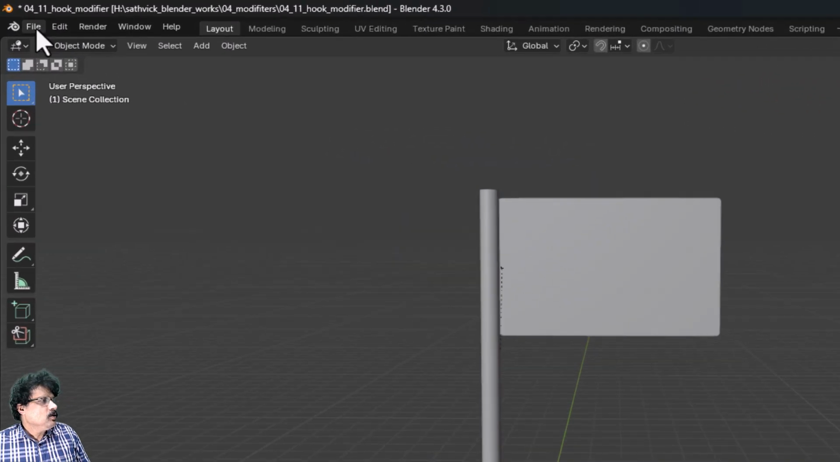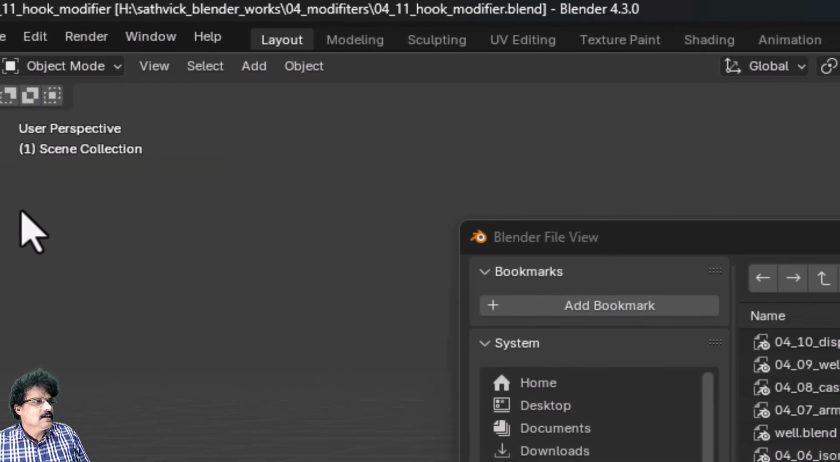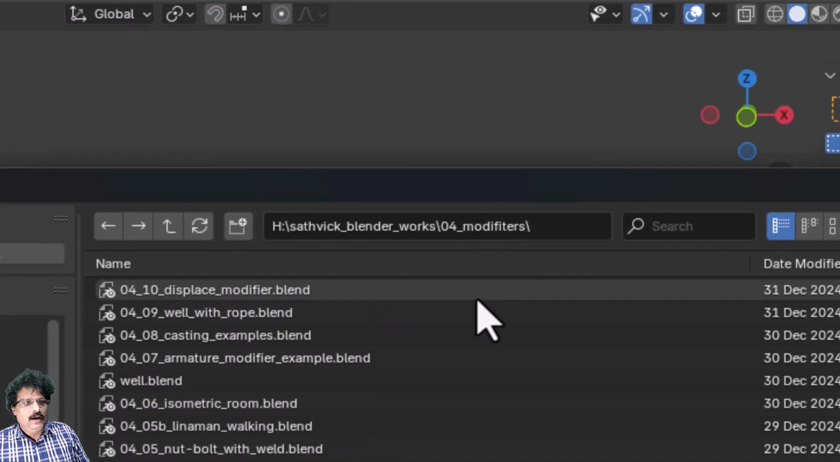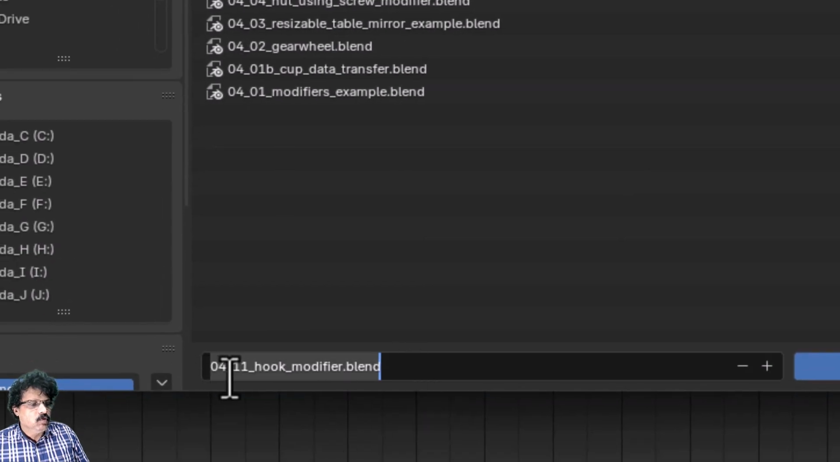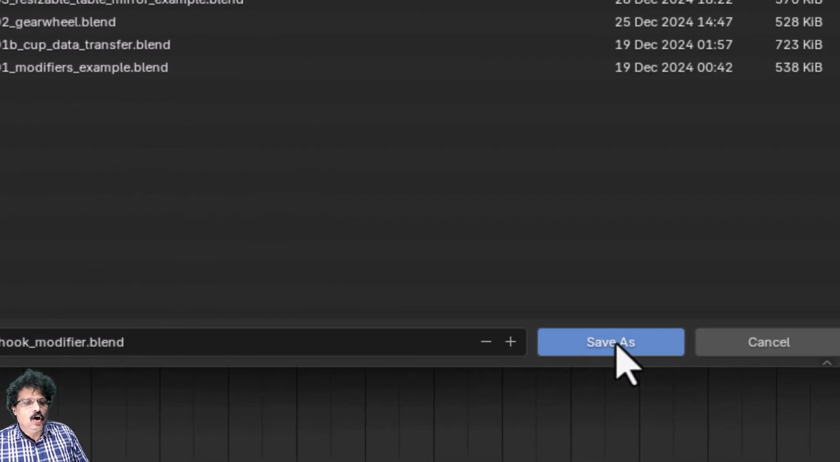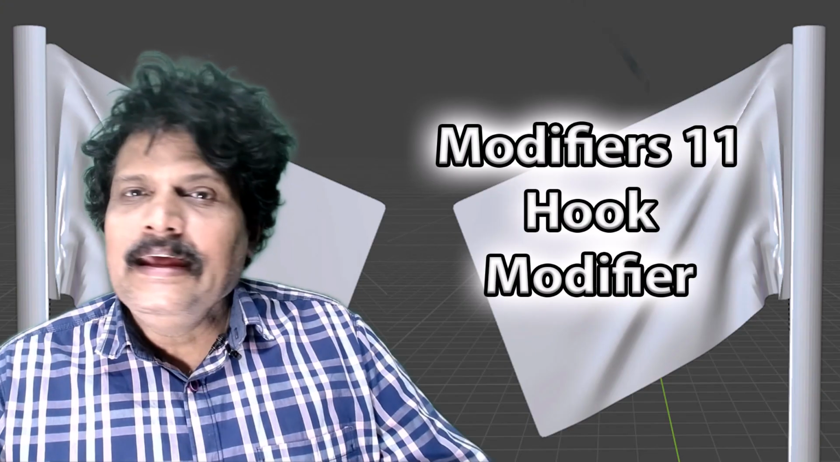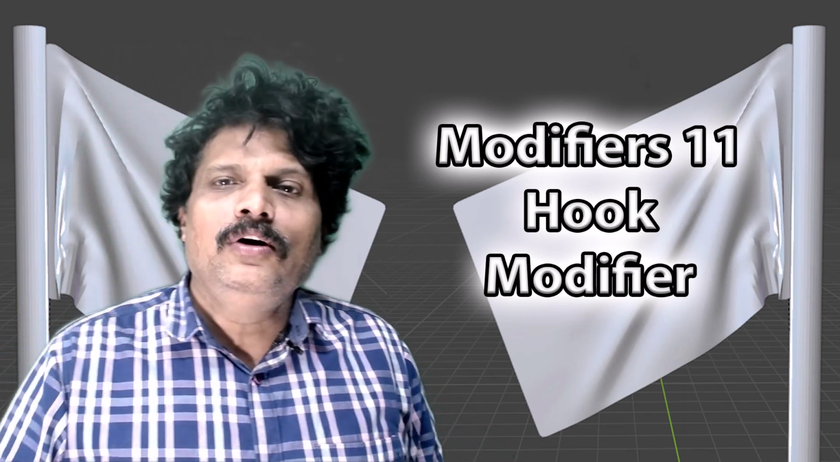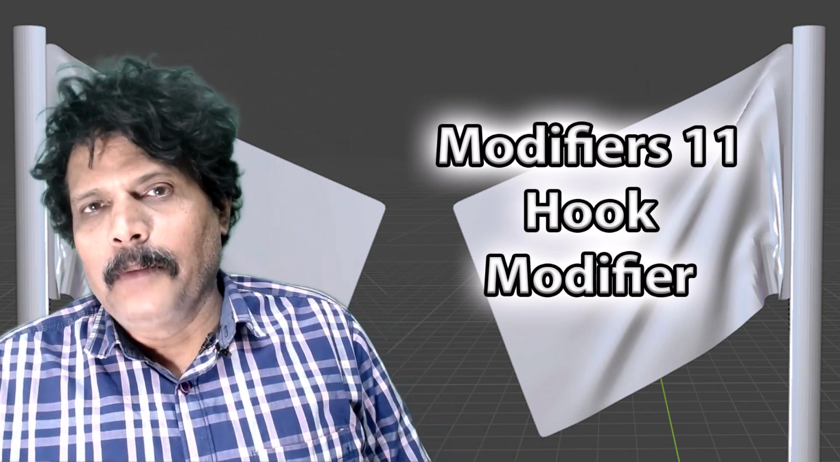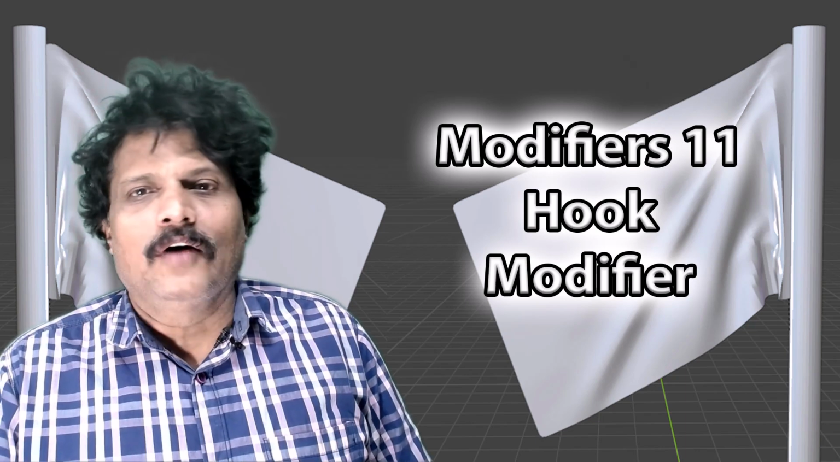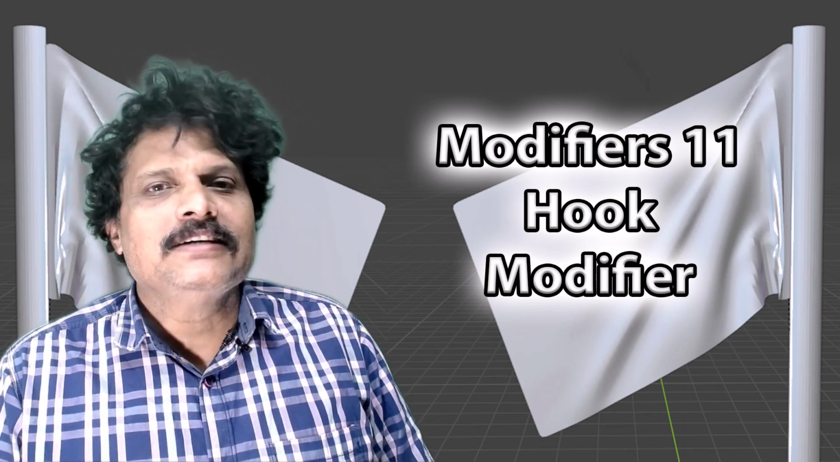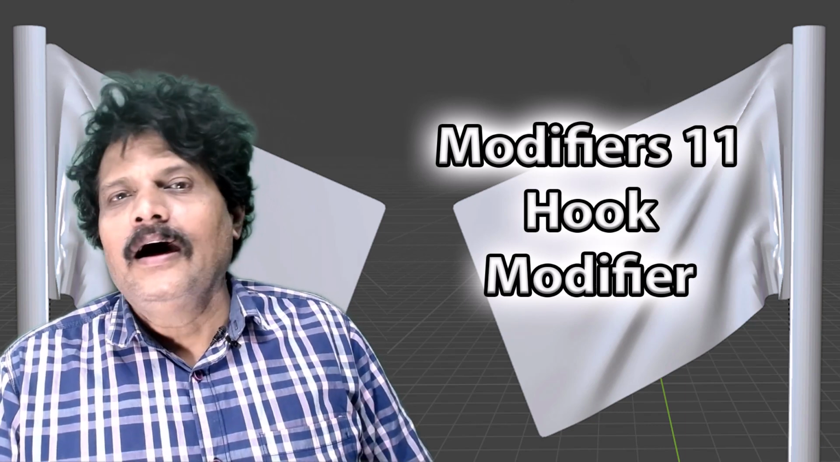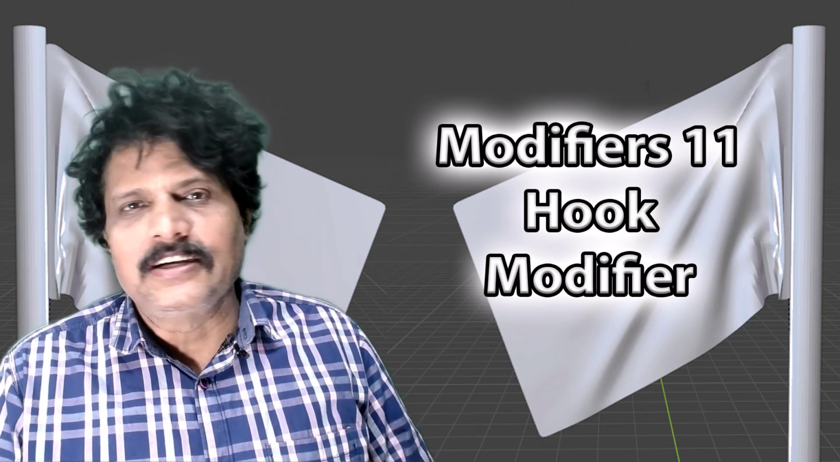I will come into file, save as, and in my 4_modifiers folder of my work, I am going to name this as 4_11 hook modifier.blend file and click on the save button. In this session, we explore a few examples about the practical use of this hook modifier, and in our next session, let us continue with the other modifiers present in this deform category.